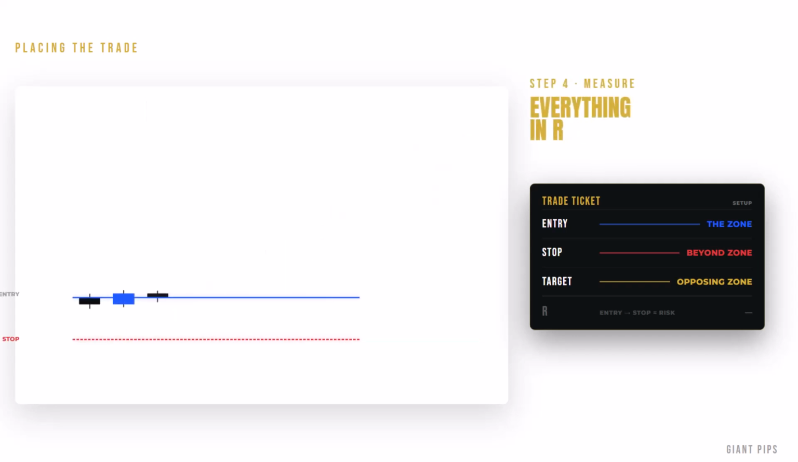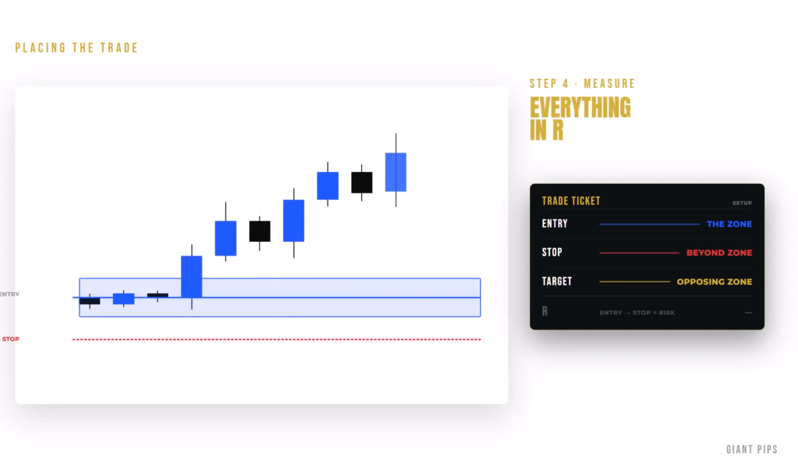And let's talk about how we actually measure trades, because this right here is what makes the whole strategy sustainable. We measure everything in R, and R is simply your risk, the distance from your entry to your stop loss.